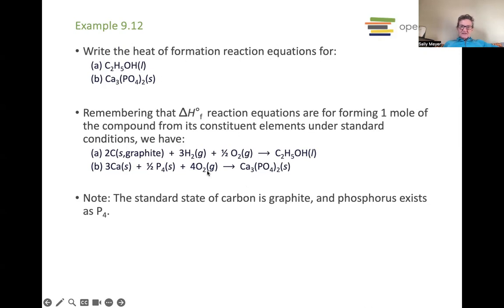So you can do the same exact thing for the second reaction to make calcium phosphate. So you're going to make a mole of calcium phosphate from calcium, phosphorus, and oxygen in their stable states.